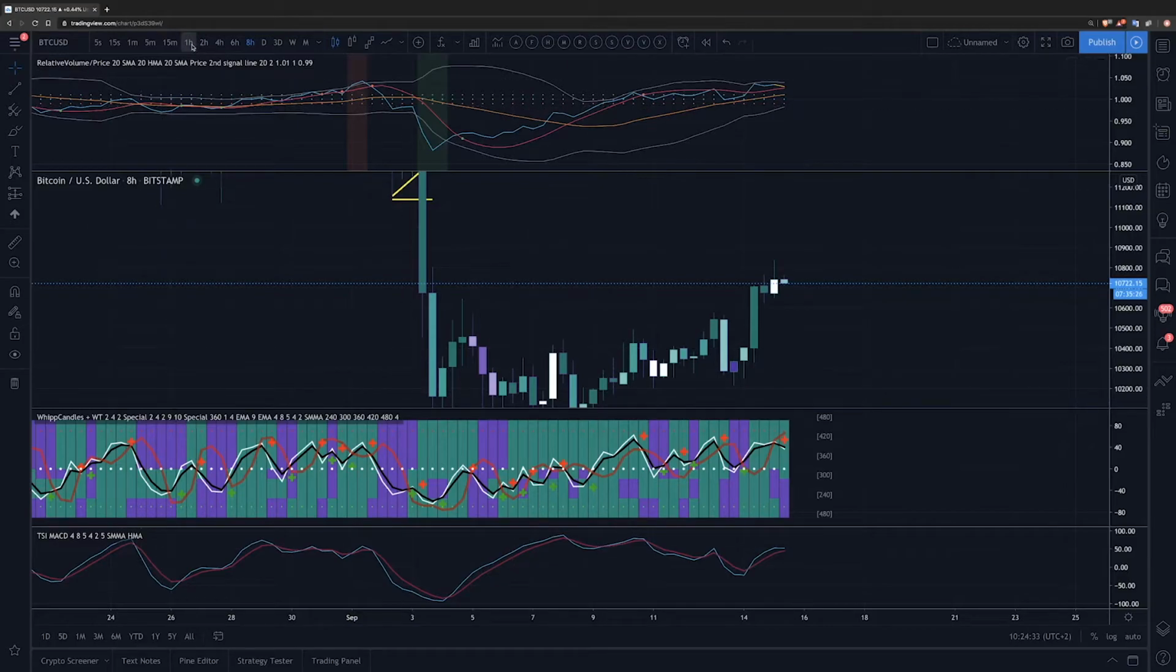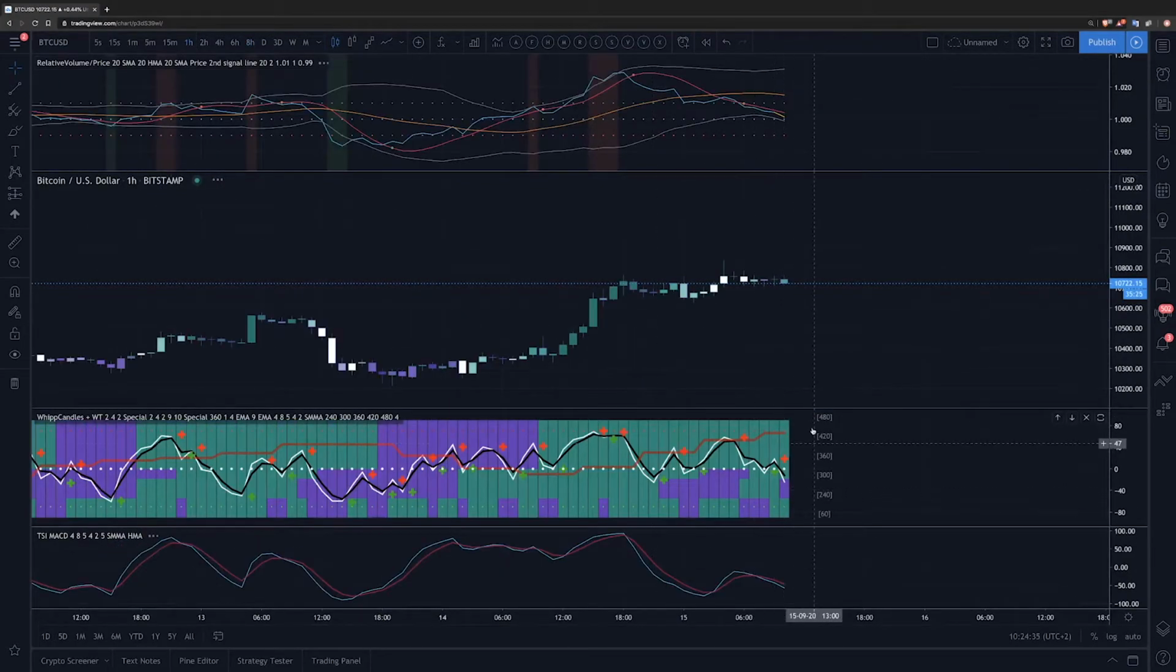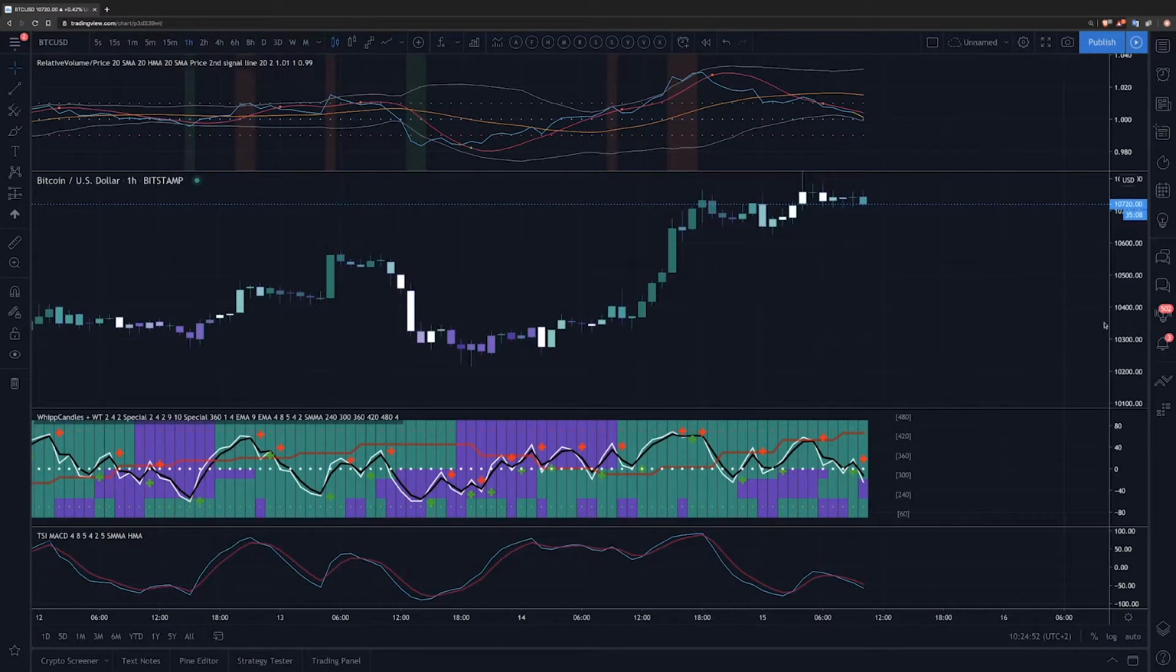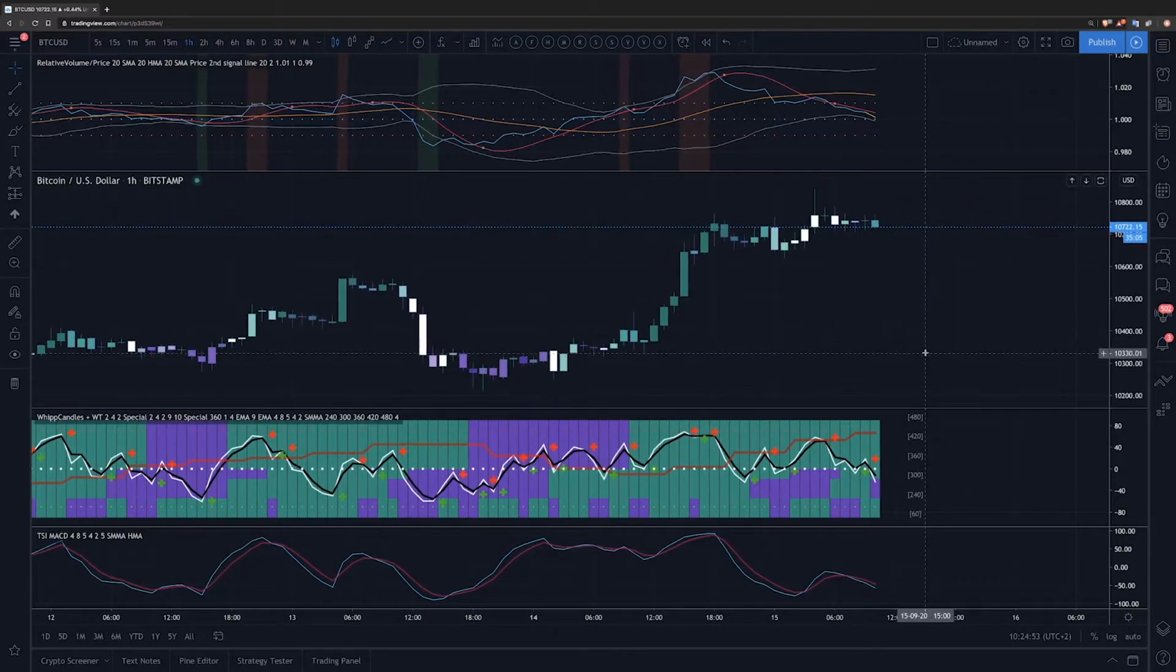So let's go back to the 1 hour. This would suggest that when that next 8 hour candle prints, this could turn purple, and everything could turn purple and start cascading down, which again the RVOL looks a bit like, but we're not doing technical analysis of Bitcoin right now. We are doing technical analysis of the indicator.